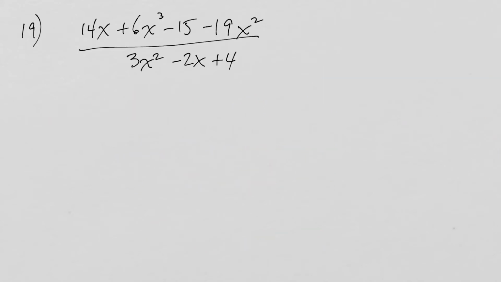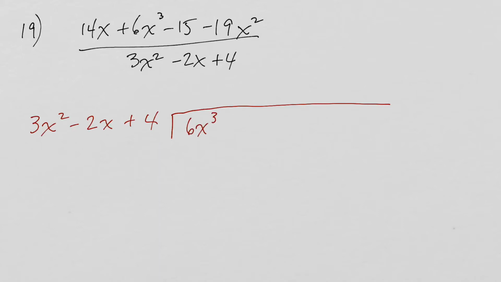All right, number 19. We're going to put the bottom into the top. There is a way to synthetically divide this, but it's a lot more work, and it's not worth the time and energy. We're just going to always long divide when we have 3 terms. Now, I have to put this in descending order. So I'm going to put my 6x cubed first, then my negative 19x squared, then the positive 14x, and finally the negative 15.